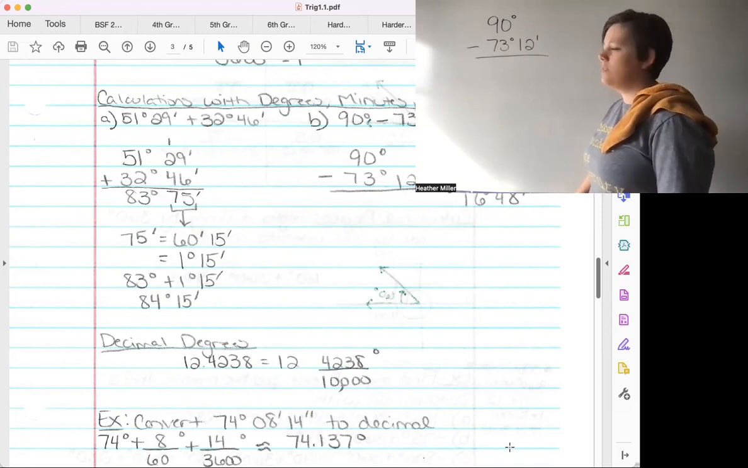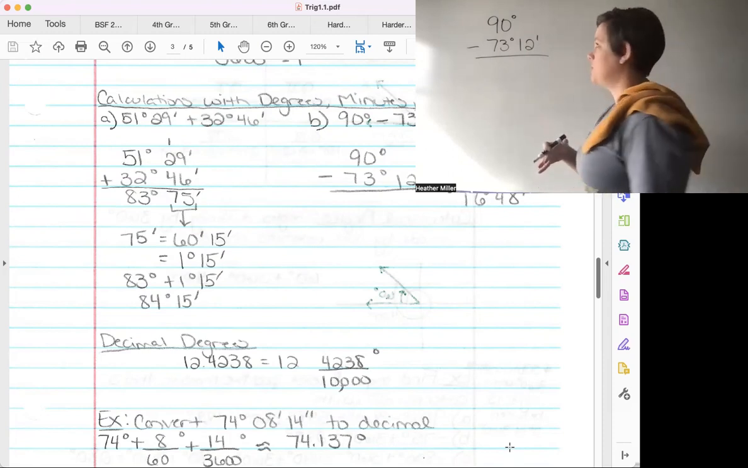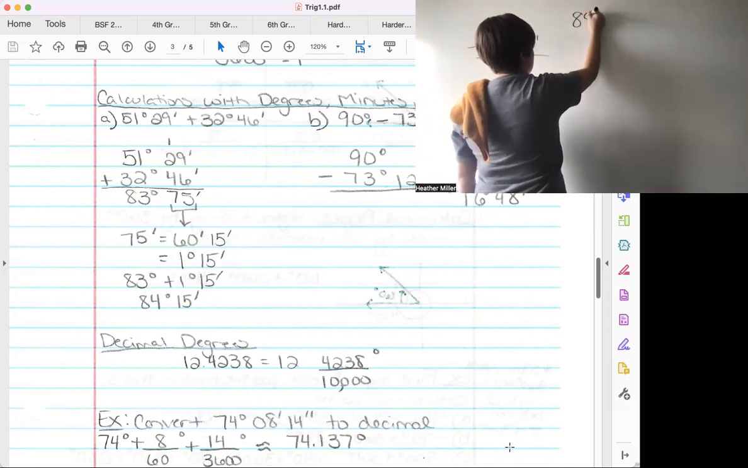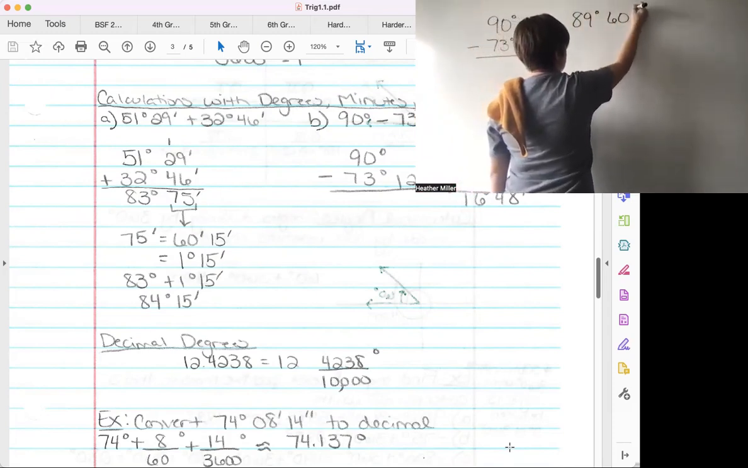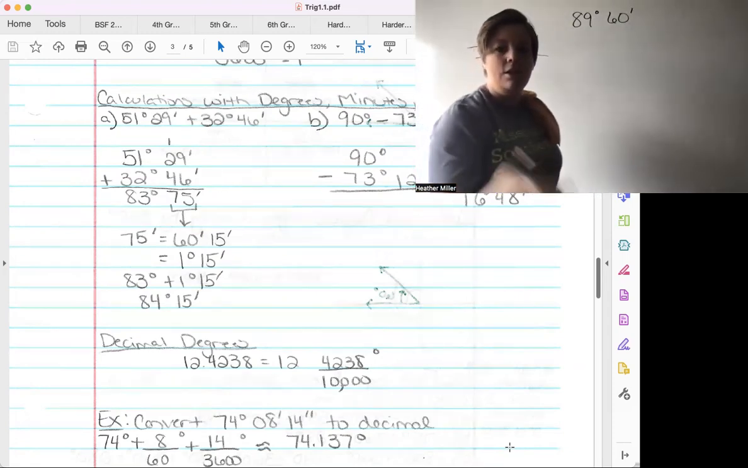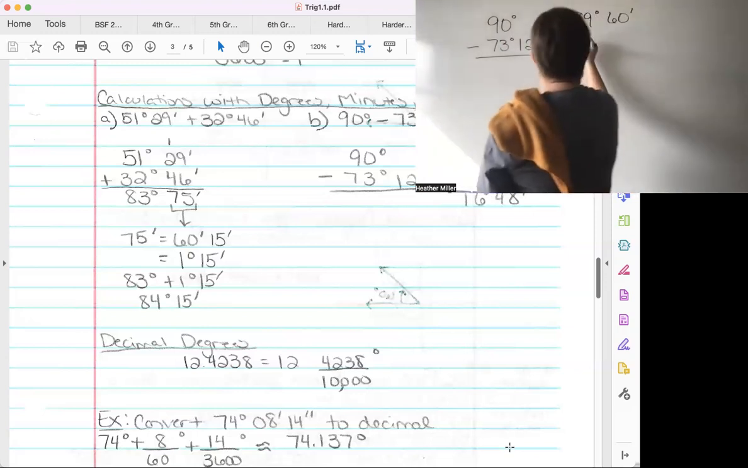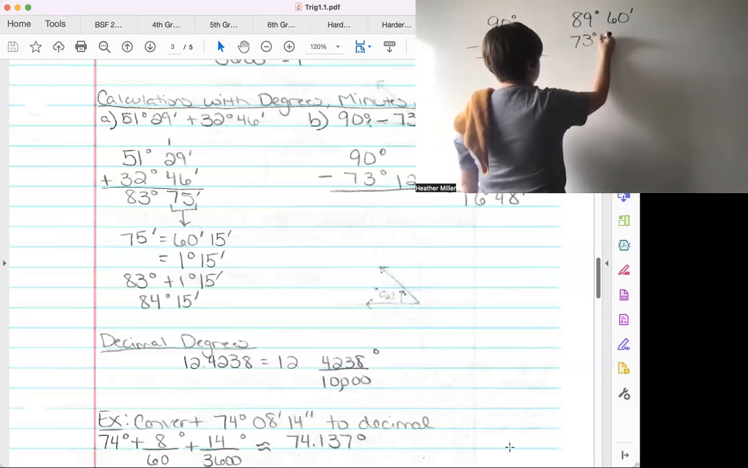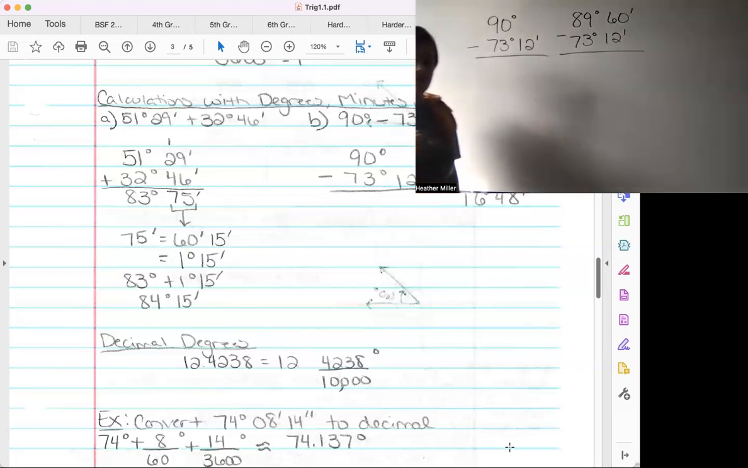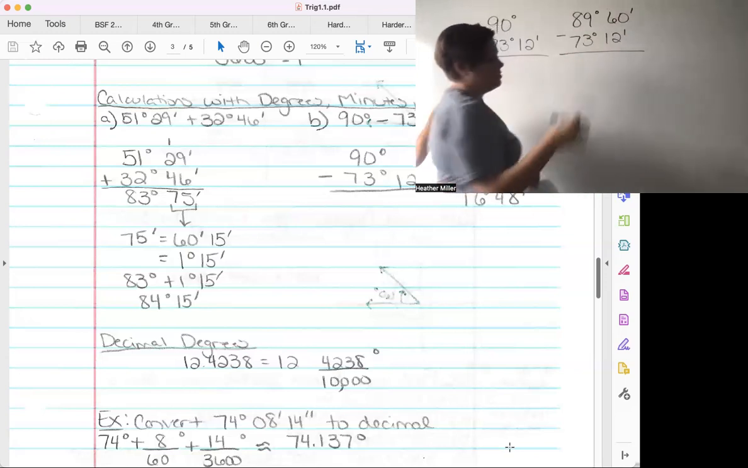So what I'm going to do is convert one of my degrees into 60 minutes so I can do my subtraction. So instead of having 90 degrees, I'm now going to have 89 degrees and 60 minutes. Yes, that looks weird, but this isn't our final answer. This is just a tool that we're using to get through the subtraction, because what this is going to allow us to do is actually do the subtraction. Like this. I converted one of my degrees into minutes so that I can do my subtraction.